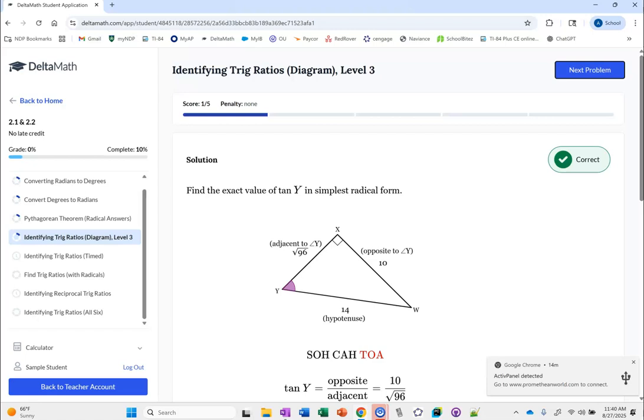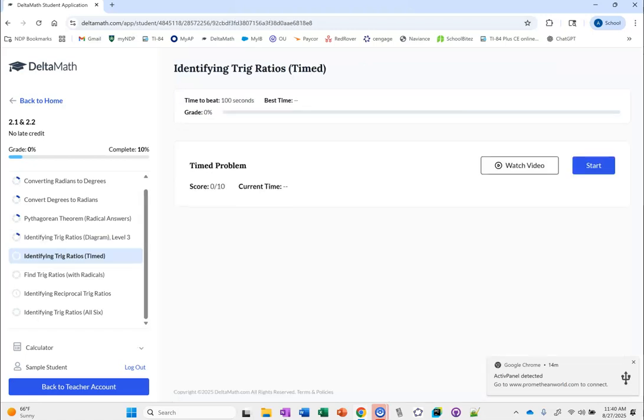Yeah, you need to do it under 100 seconds. Under 100 seconds? What, is that like a minute and a half? 1 minute and 40 seconds is 100 seconds.